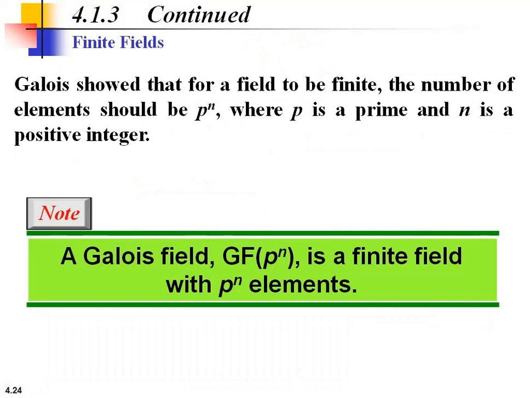So let us see some more about fields now, the different types of fields that are available. The first is the finite field. Galois showed that for a field to be finite, the number of elements should be p to the power n, where p is prime and n is a positive integer. Finite means that it should contain a finite number of elements, and that number should be p raised to the power n. If this property is satisfied, then we say that it is a finite field.